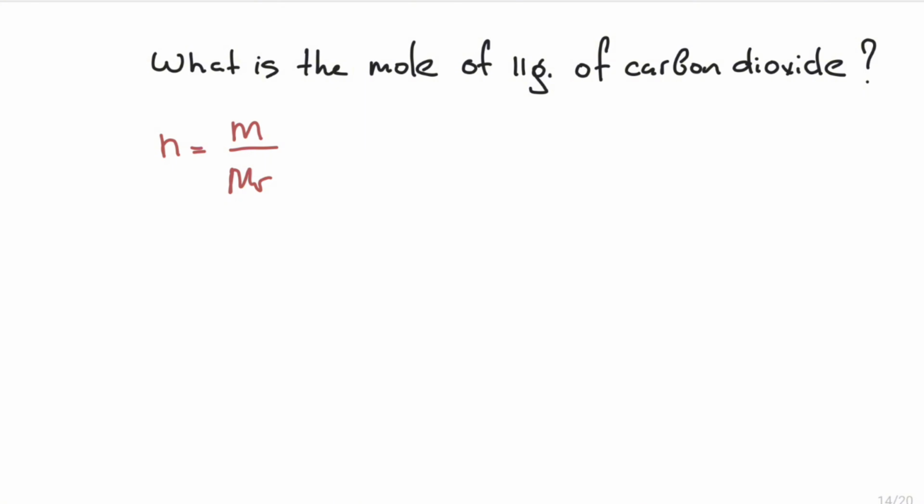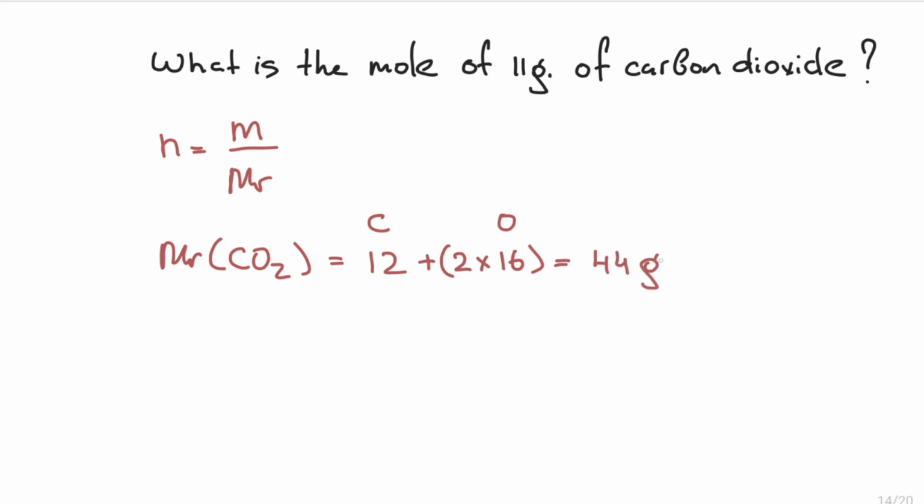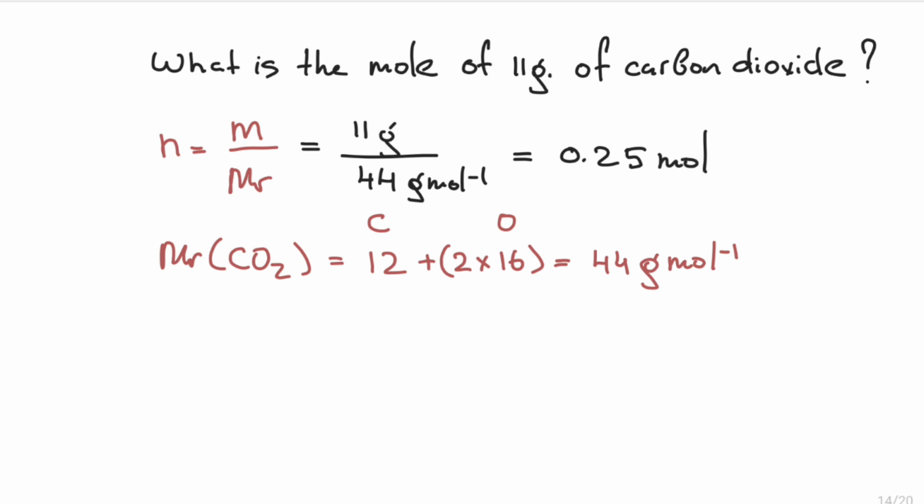So first of all, you need to find the molar mass of carbon dioxide, and you will use the periodic table. In the periodic table, you will find that molar mass of carbon is 12 and oxygen 16. However, you have two atoms of oxygen in the formula. That's why you will multiply 16 by 2 and add 12, and overall it will be 44 grams per mole. After that you just insert values into the formula, 11 divided by 44, and you will get 0.25 mole of carbon dioxide.